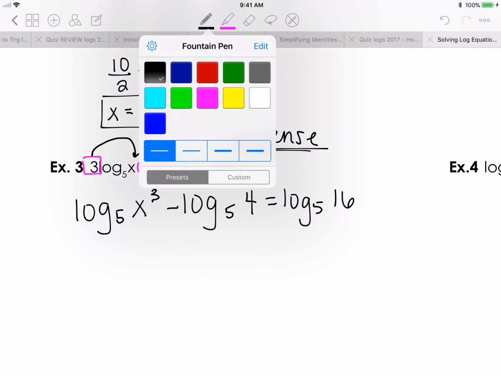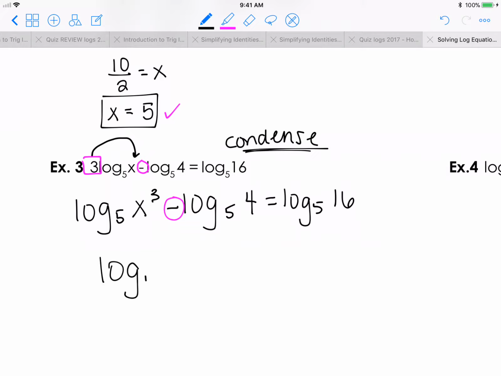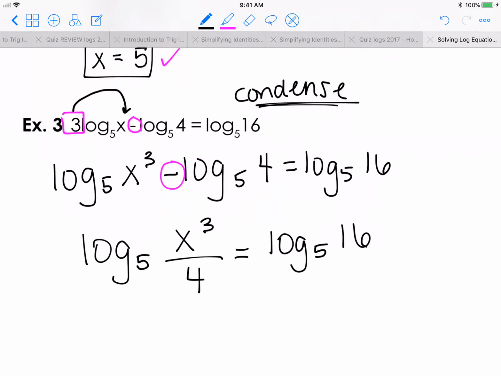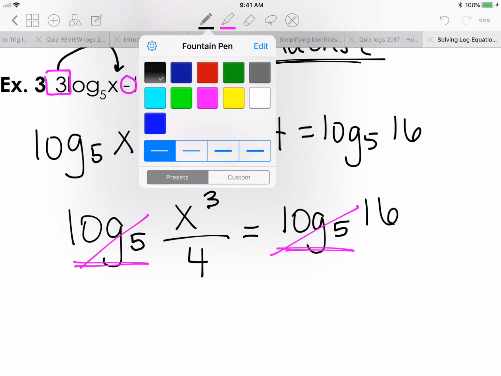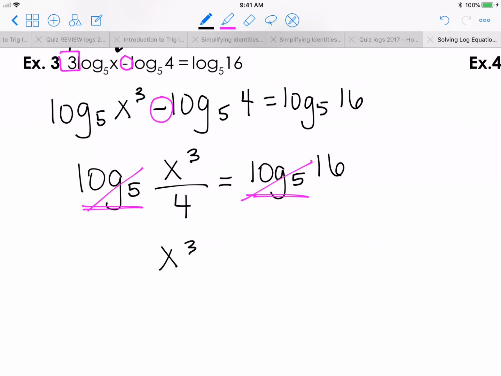So now what we can do is we can do our subtraction. So remember from last week, or this week, log base 5 of x to the third over, subtraction is division, 4 equals log base 5 of 16. So now we have log base 5 on both sides, and we only have one of them. So that's exactly what we want. We want one log on each side, because once we do that, then we can cancel our logs, and we're left with x to the third divided by 4 equals 16.